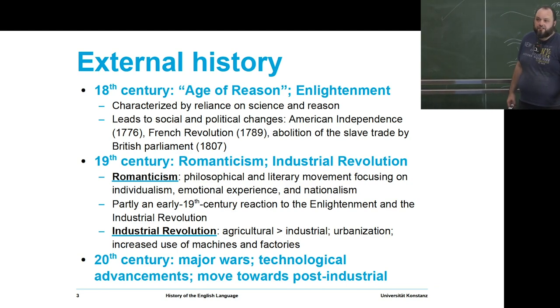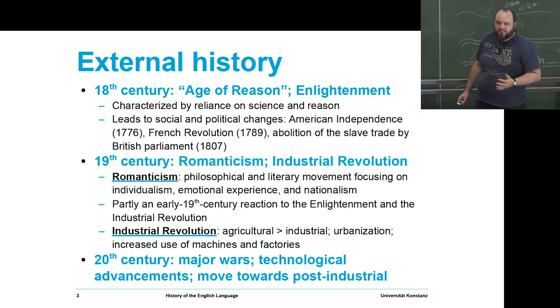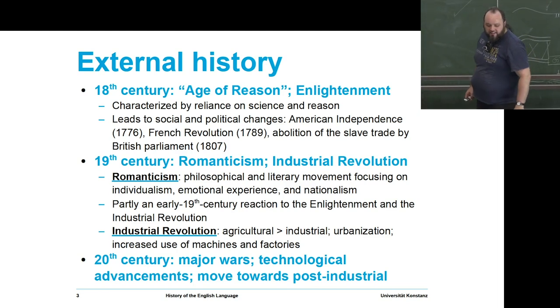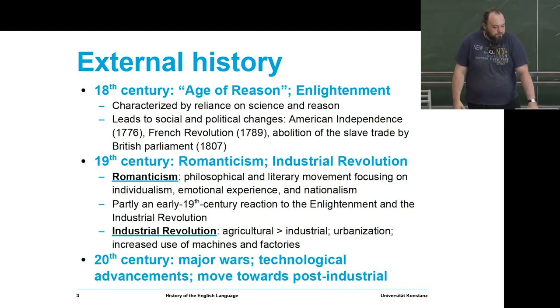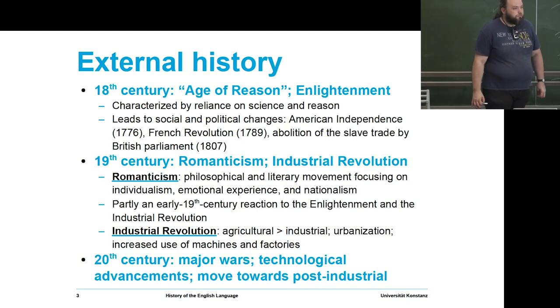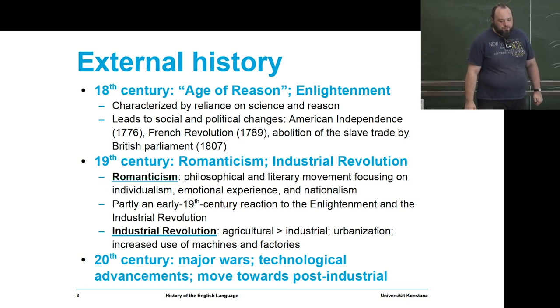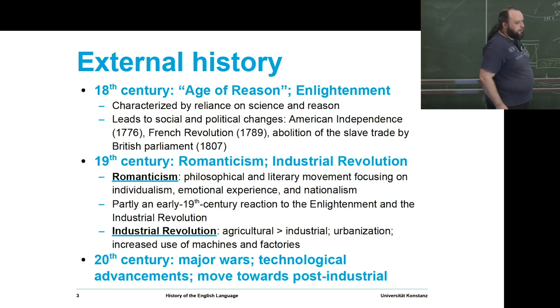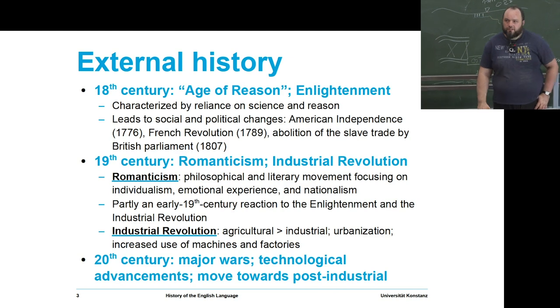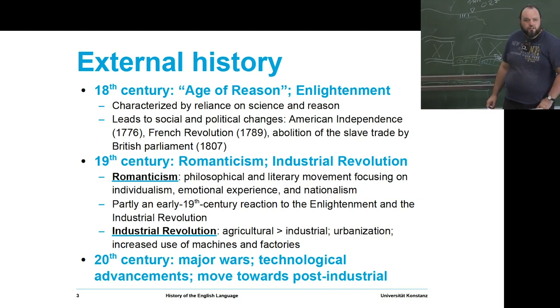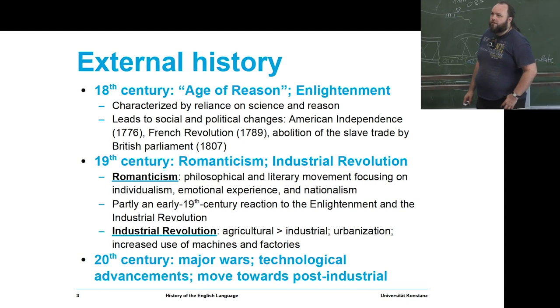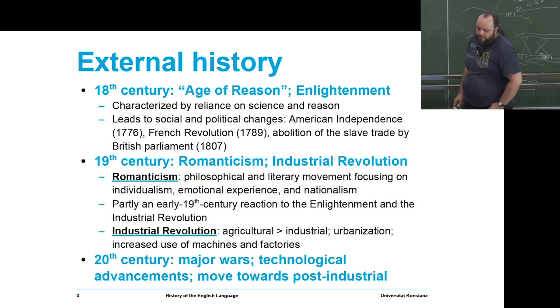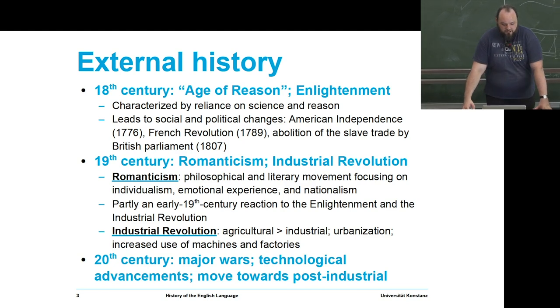In the 19th century, at least as far as the traditional intellectual history is told, we have a swing towards Romanticism. Romanticism is a movement in philosophy and in literature that focuses largely on the individual's emotional reaction to the world. So it has a highly individualistic focus and is also tied up with nationalism, with the emergence of nation states during this period. So the modern view of the world in many ways emerges from the confluence of these two movements, the Enlightenment and the Romantic movement.